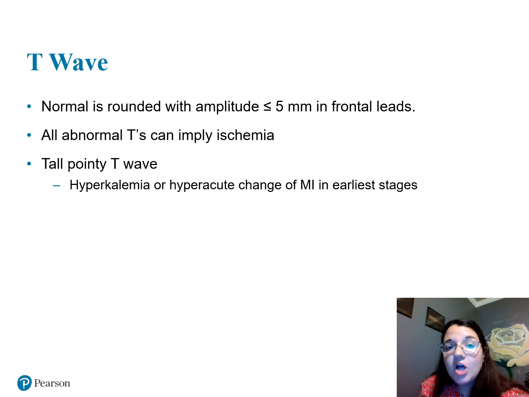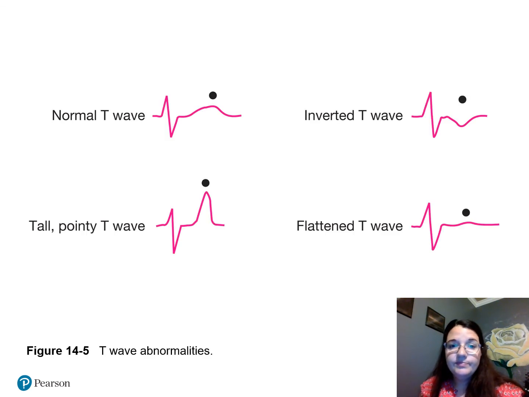If I have a tall, pointy T wave, that can indicate hyperkalemia. So this is where that phlebotomy and EKG comes in, and they kind of coincide with each other. Now we're not just looking at your EKG rhythm for a heart attack. I can also tell if you have high potassium versus waiting for the blood work to be drawn and tested in the lab. I can quickly tell by an EKG.